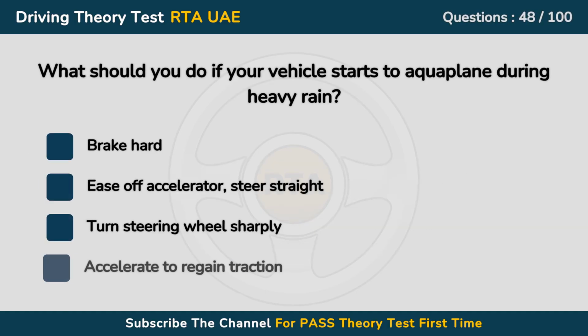Question 48. What should you do if your vehicle starts to aquaplane during heavy rain? A. Brake hard. B. Ease off accelerator, steer straight. C. Turn steering wheel sharply. D. Accelerate to regain traction.